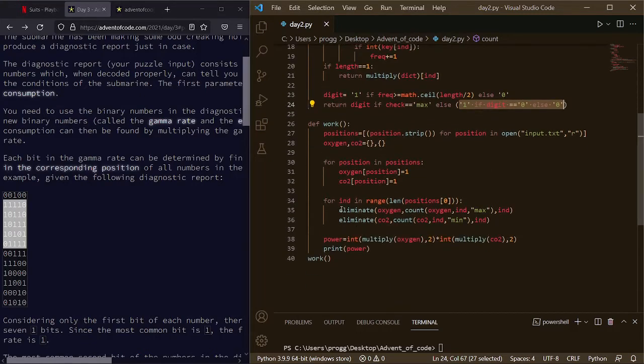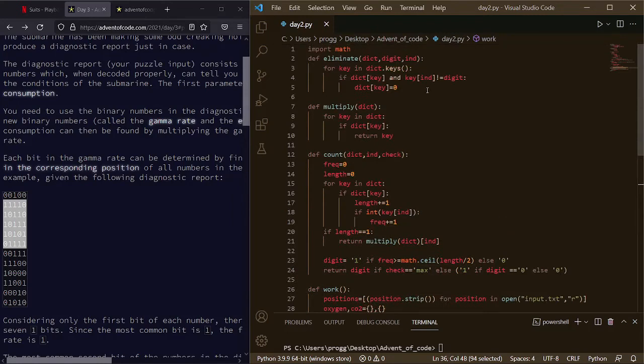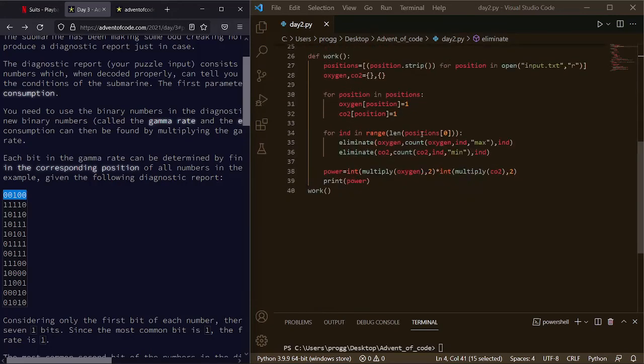And eliminate. Now the eliminate function, what this does is, for key in dictionary.keys, if it's a possible value and this is not equal to digit, that is, digit is the number with the most frequency at that particular position. And if the certain key does not have it, for example, in position 1, digit is 1, and this number does not have 1 at index 0, so we will remove it, like, we will say that this is not a possible answer for this. So this is what eliminate does.